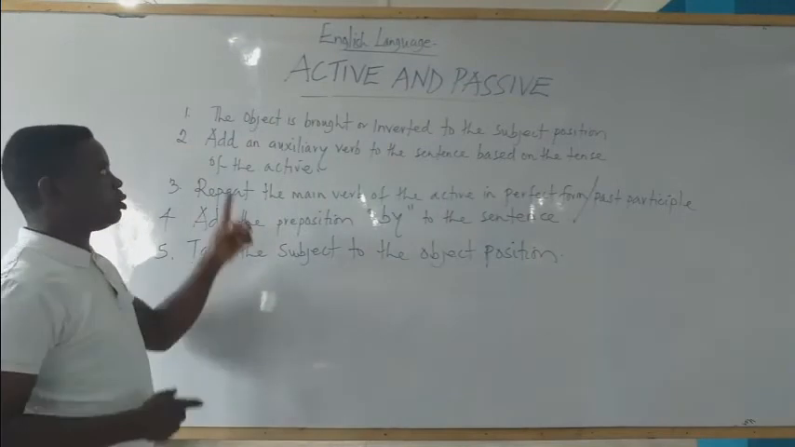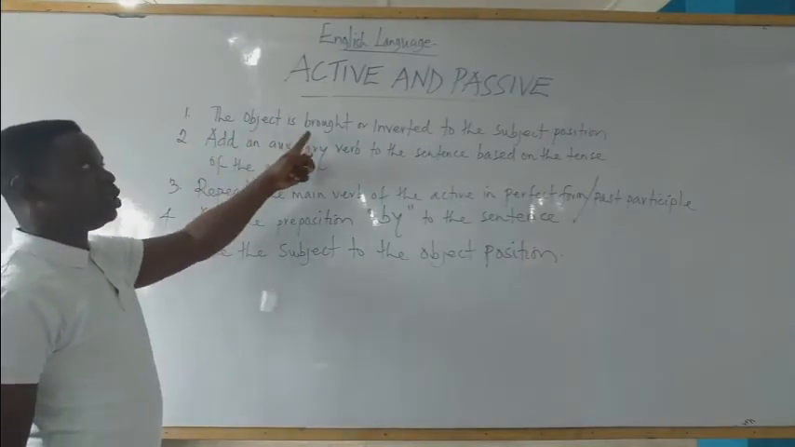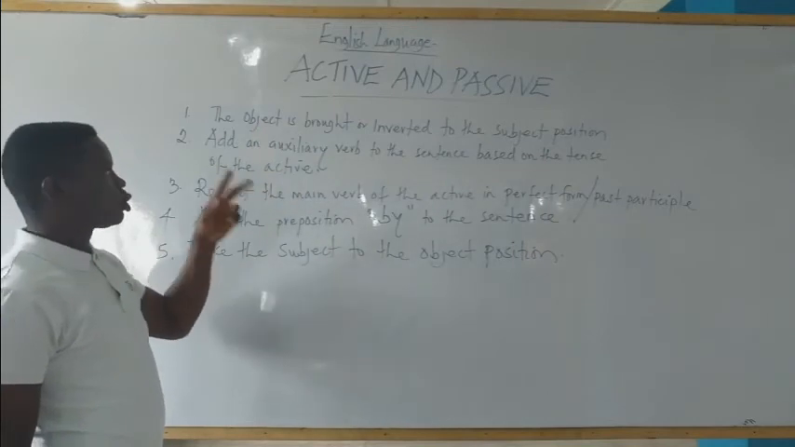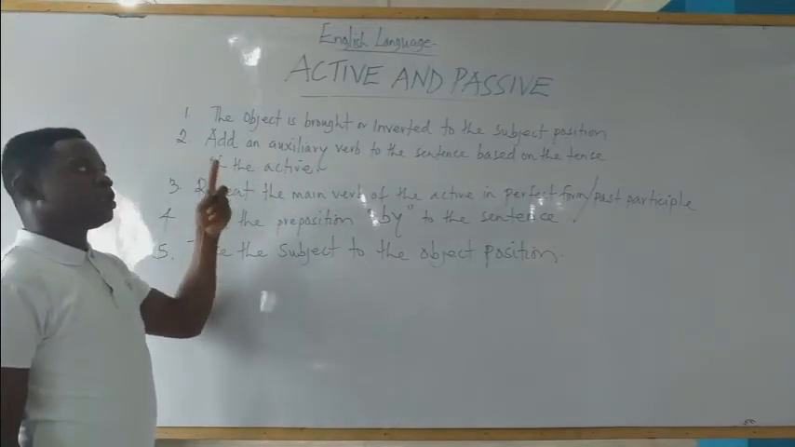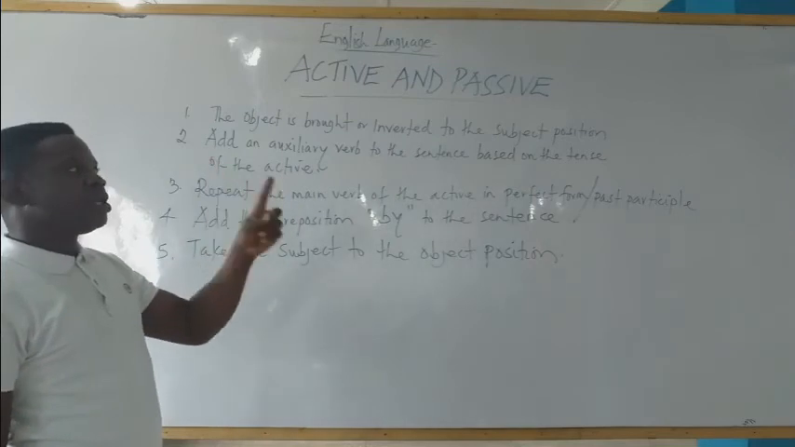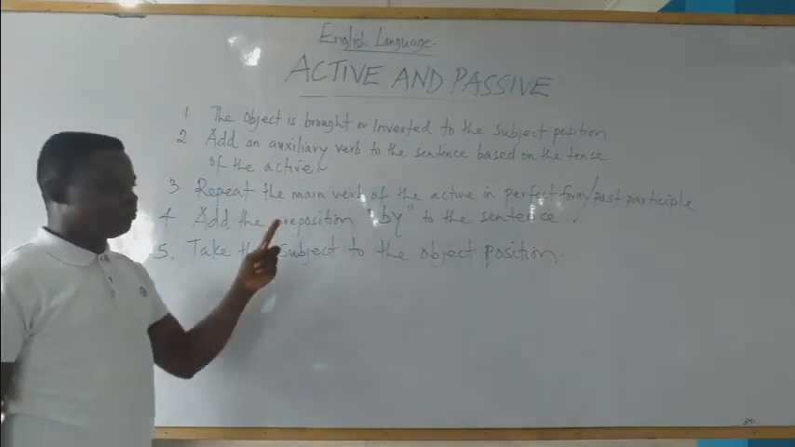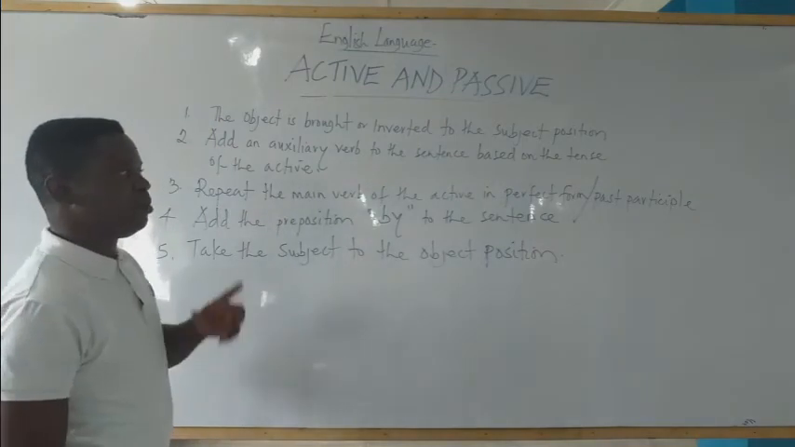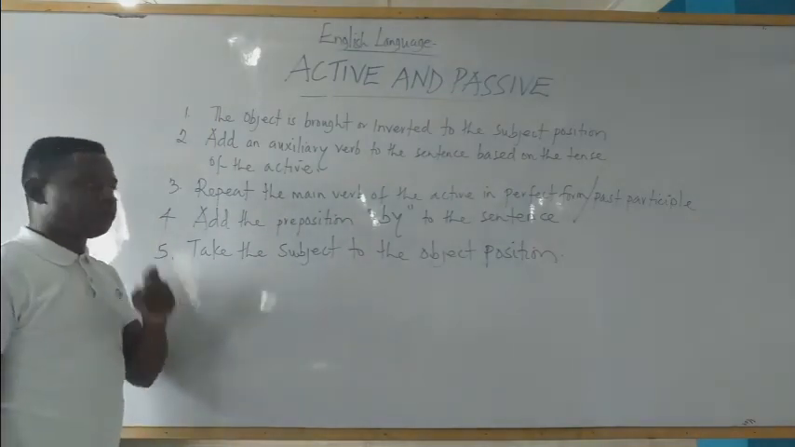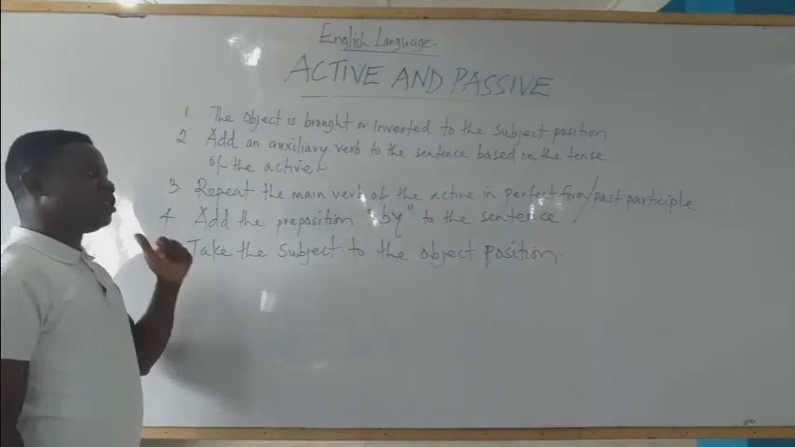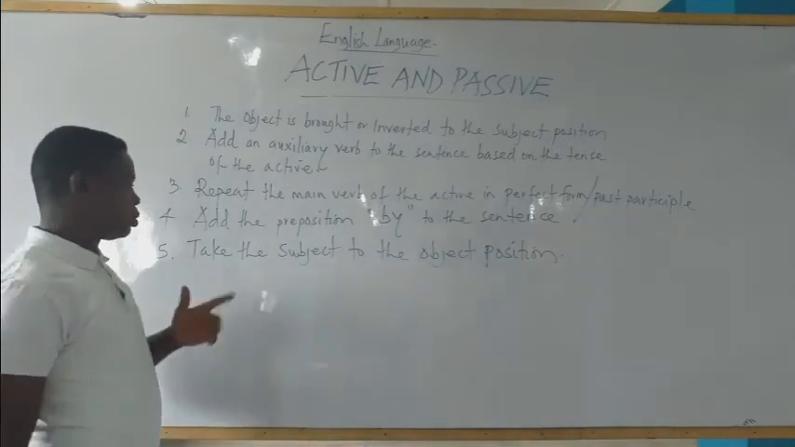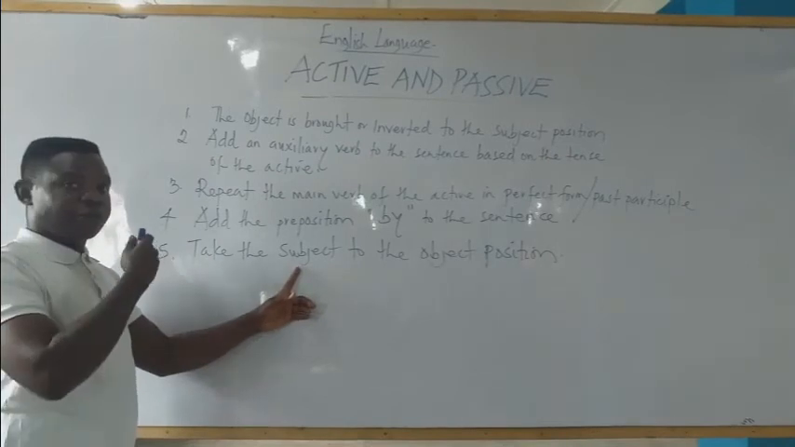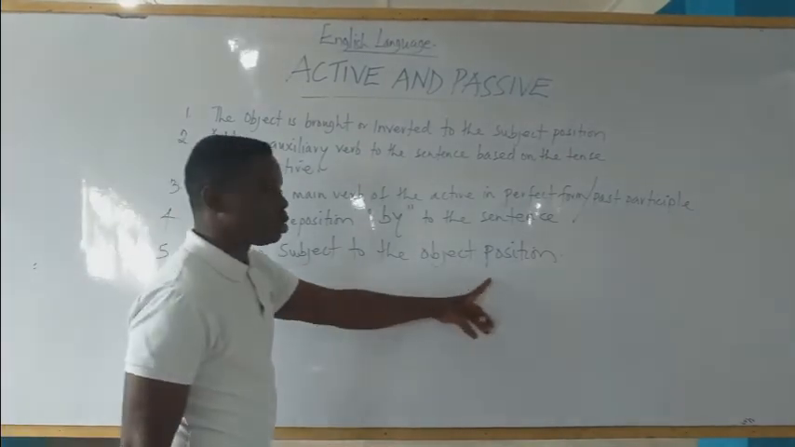The steps again. Number one, the object is brought or inverted to the subject position. Two, add an auxiliary verb to the sentence based on the tense of the active. Three, repeat the main verb of the active in perfect form or past participle form. Four, add the preposition by to the sentence. Lastly, take the subject, that is the one at the beginning, from the front to the object position.